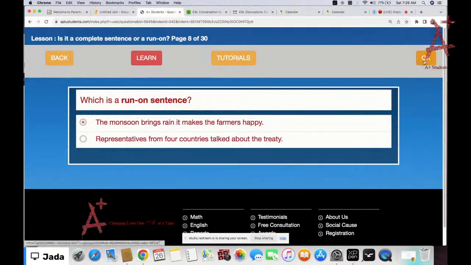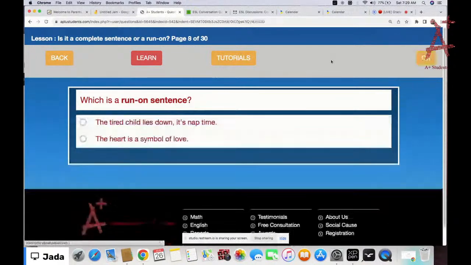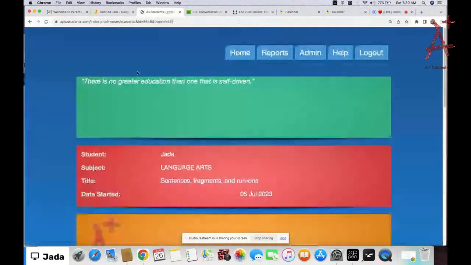Okay, so everyone, that's basically it for run-on sentence and complete sentence. Now we're going to move on to the last lesson. So make sure you try to complete this lesson if you've not done it. All right.